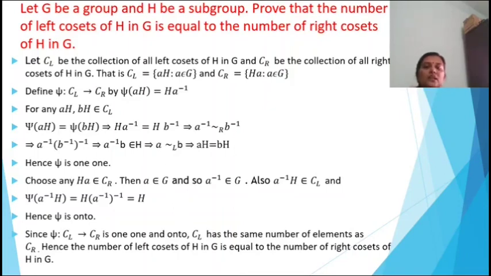Now choose any Ha element of CR. Then a is an element of G, so a inverse is an element of G, also a inverse H is an element of CL, and psi of a inverse H is equal to H a inverse inverse, equal to Ha. Hence psi is onto. Since psi from CL to CR is one-one and onto, CL has the same number of elements as CR. Hence the number of left cosets of H in G is equal to the number of right cosets of H in G.